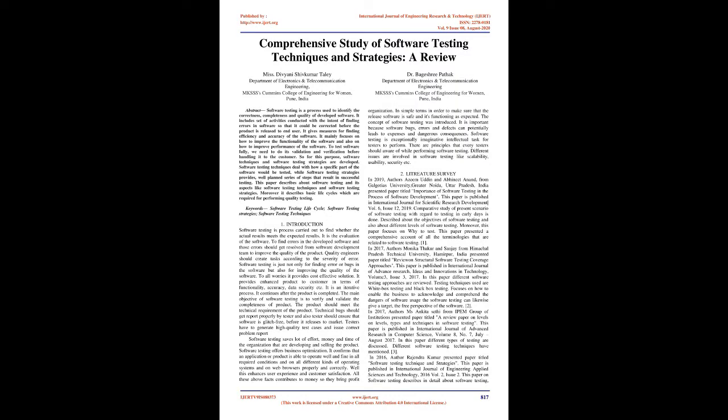Comprehensive Study of Software Testing: Techniques and Strategies, a Review. Abstract: software testing is a process used to identify the correctness, completeness, and quality of developed software.